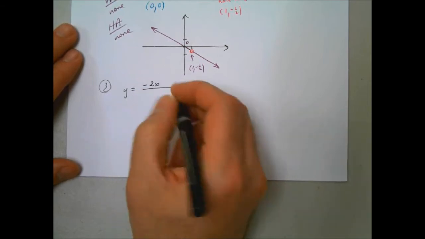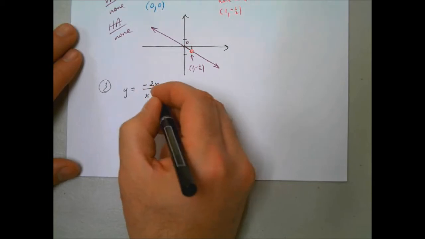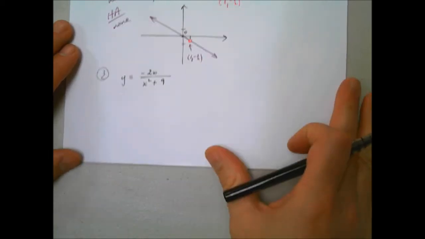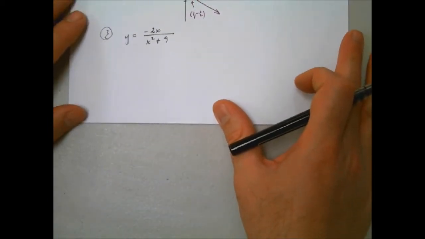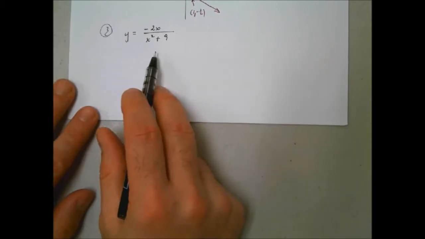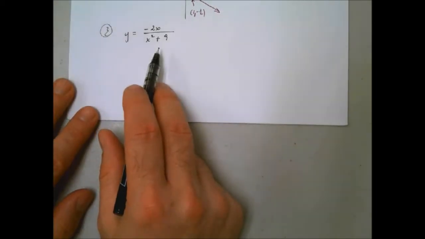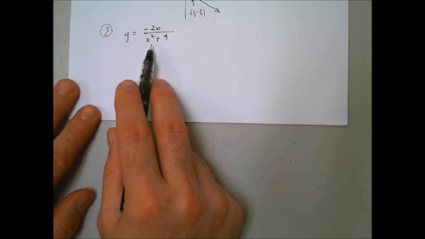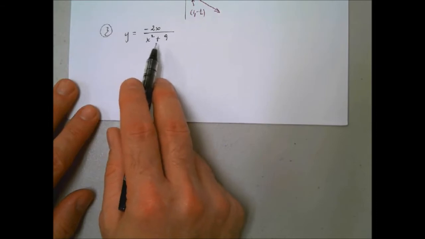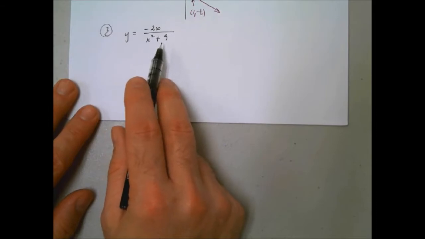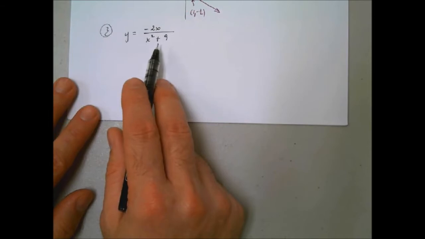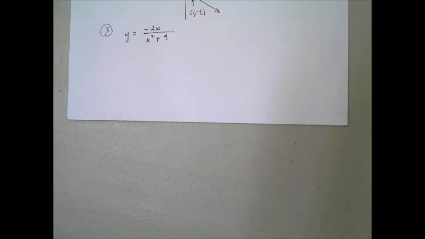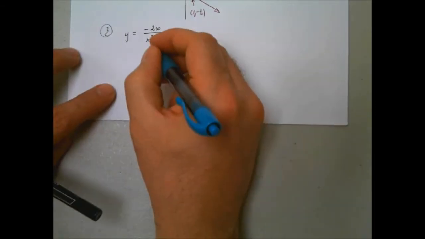Y equals negative 2x over x squared plus 9. Okay, does the denominator factor? Well, I mean, everything can factor, but does it factor over the integers? No. Are there any zeros in there? Yes, there are 2 zeros in there. It's a second degree polynomial down there in the denominator. What would make it 0 down there?